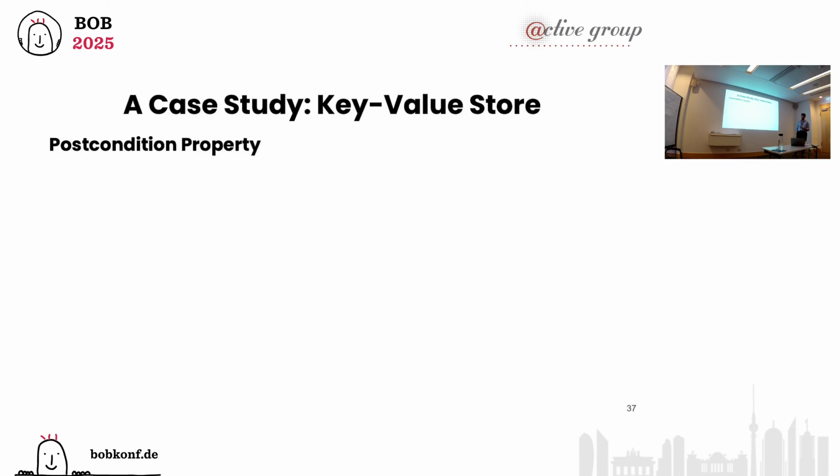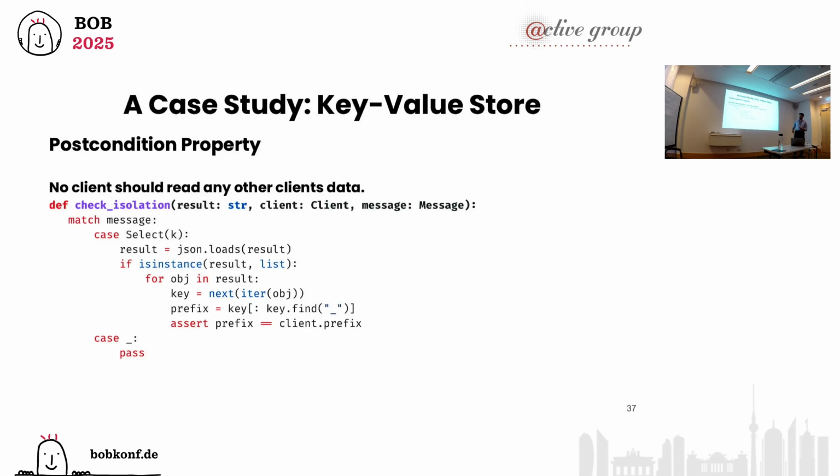A post-condition property that I specifically crafted, this didn't happen by mistake, is isolation. In such a system, one thing you really want to do is make sure nobody can leak, like the system doesn't leak some client's data to some other client, right?